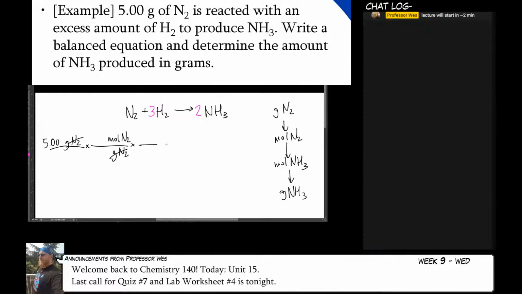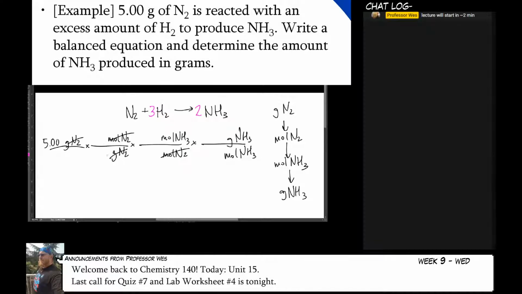So we'll turn grams into moles. Moles of N2 into moles of ammonia. And then we'll turn moles of ammonia into grams of ammonia. And so now we'll run the numbers.